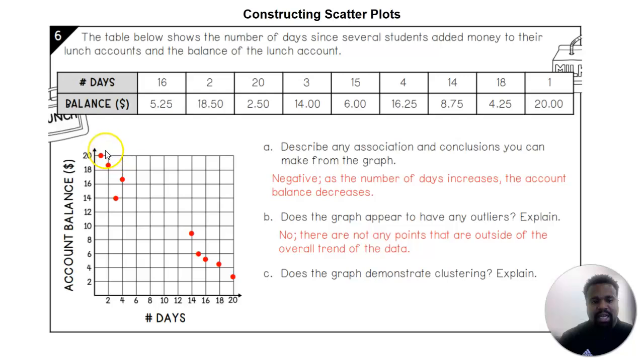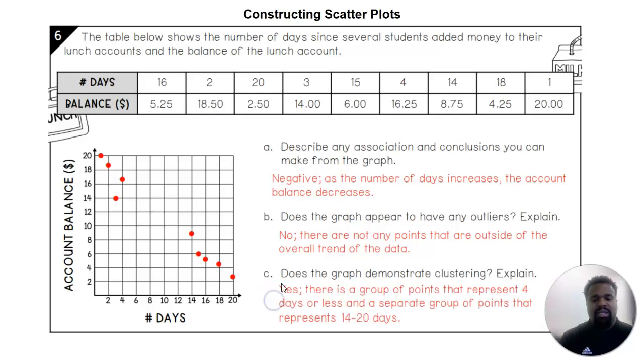Does the graph demonstrate clustering? If you notice, there is a gap. You have a group of points here, and you have a group of points there, and there is a gap right here. So this does represent clustering, all right, because we have a cluster of people here that is 4 days or less, and then we have another cluster of people here that is 14 to 20 days.